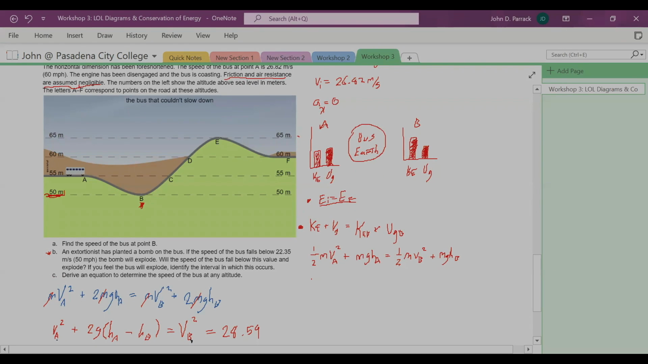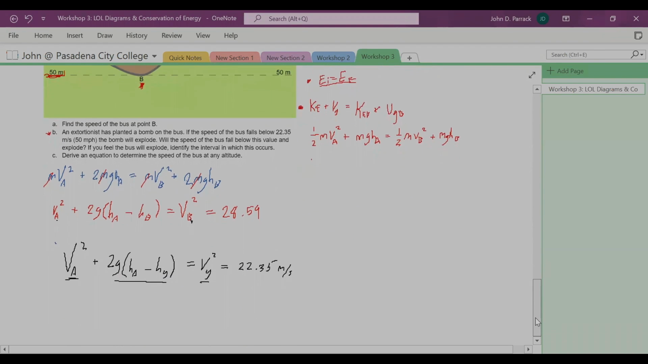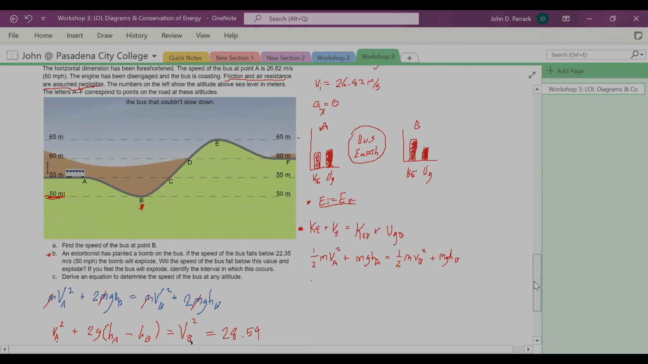So we make it to point E, then we're going to be going back downhill again. So we won't slow down anymore beyond point E. Let's just double check that. Looks good. Okay, you guys double check me at home. Make sure I punch that into my calculator correct. But it looks like the bus is safe from this extortionist.